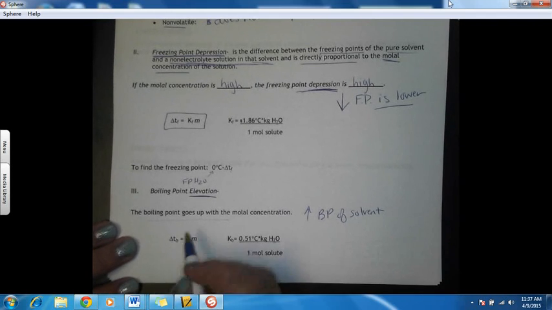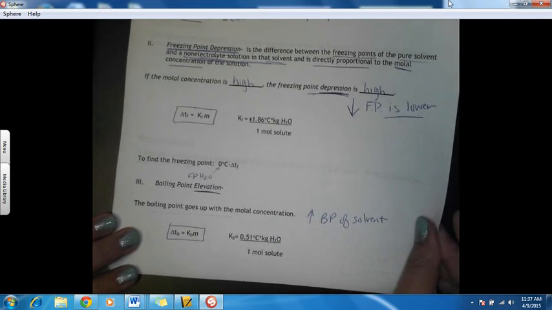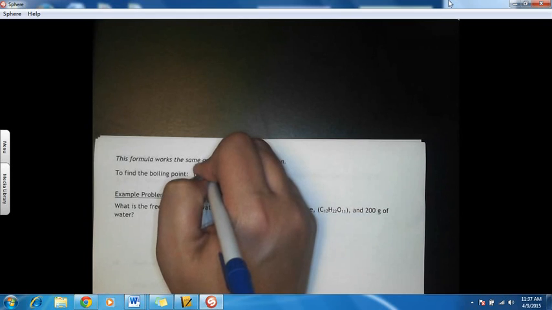So we give the same equation. Delta Tb equals Kb, which is also a constant value, which would be given to you, and does change if we change the solvent, times the mole concentration. Now the normal boiling point of water is 100. Again, that's the boiling point for water. And so for finding the new one, we would just add our change to that 100.